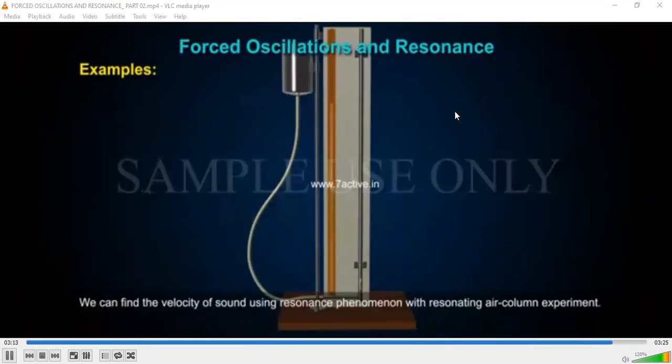We can find the velocity of sound using the resonance phenomenon with the resonating air column experiment.